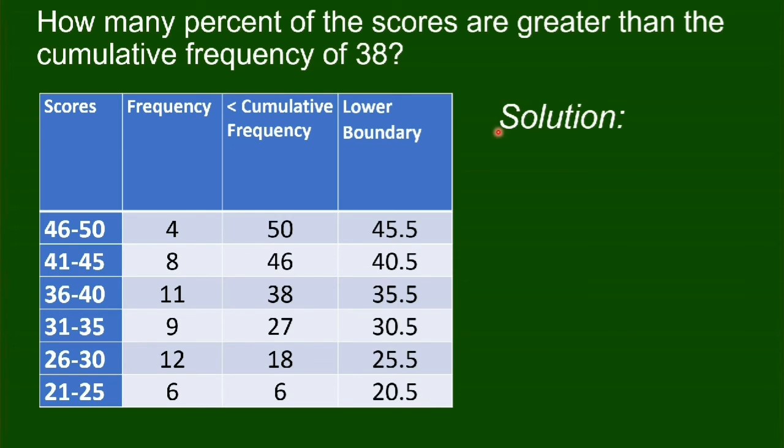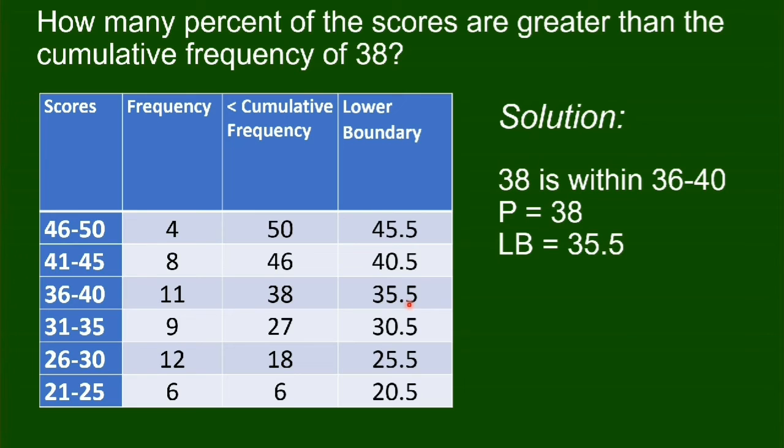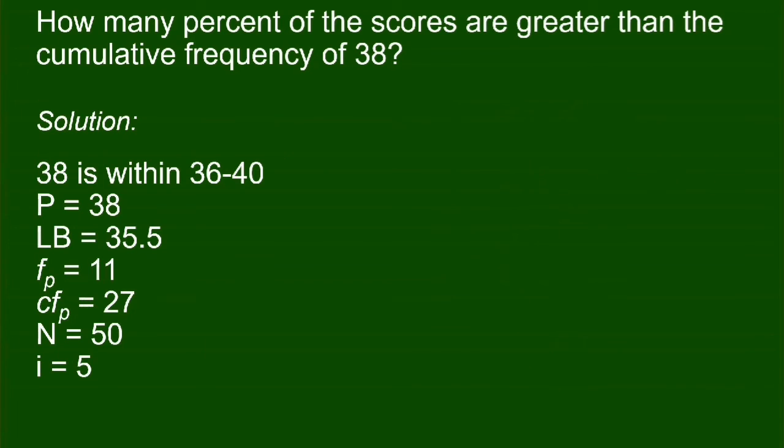So let us determine the needed data. 38 is within the class interval 36 to 40. So the value of P is 38. LB is 35.5. F sub P is 11. CF sub P is 27. N is 50. And I is 5. So kindly solve now how many percent of the scores are greater than the cumulative frequency of 38. So you are given 15 seconds to answer the question.